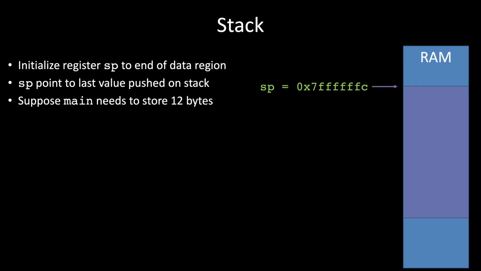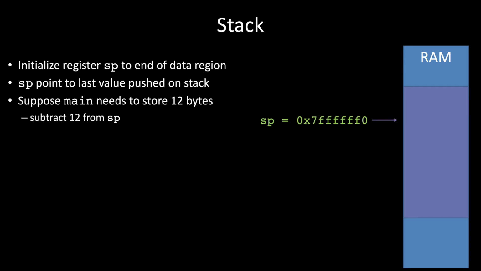So to save those integers, we subtract 12 from the stack pointer. This has the effect of reserving 12 bytes of data that nobody other than the main function is going to use. Main then accesses those local integers using the stack pointer with offsets of 0, 4, and 8.